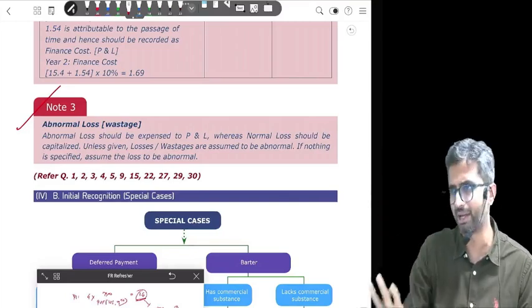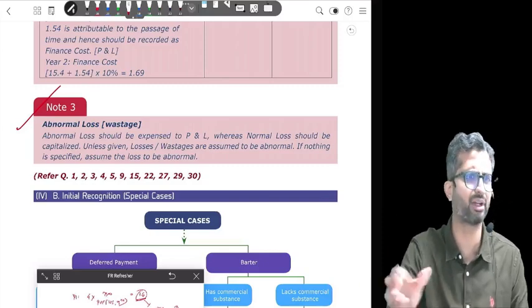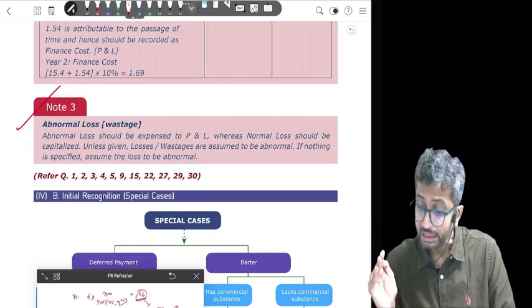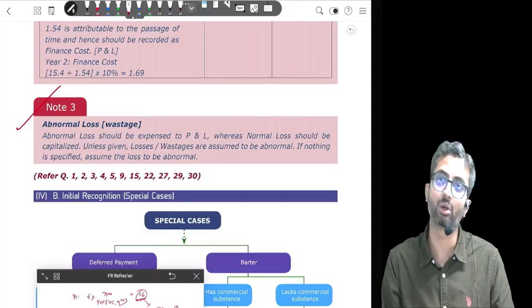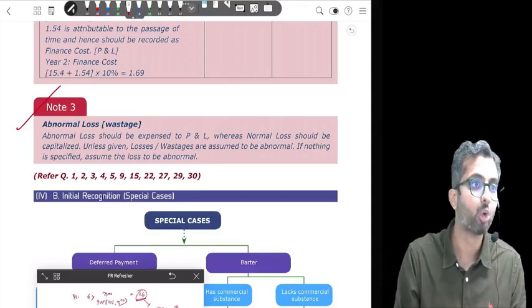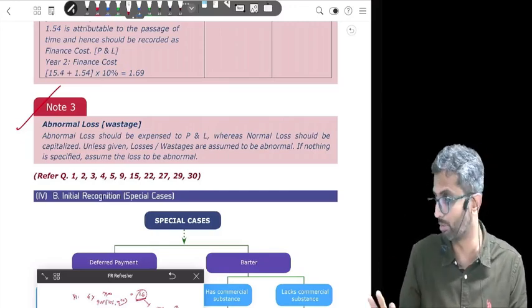Acha, in your exam, this is generally accepted cost accounting practice. You did it in CA Inter, CA Final, everywhere. Normal loss capitalize, abnormal loss expense. In the exam, you are just given loss. Company suffered a loss of 10 rupees. They don't mention it is normal, they don't mention it is abnormal. What do we assume? You assume it to be abnormal.